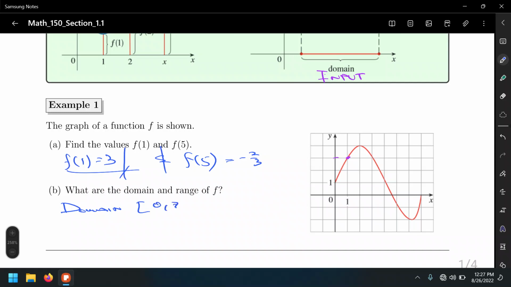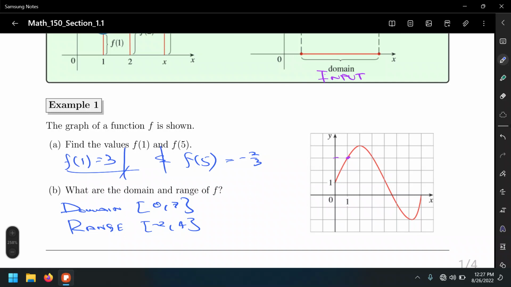0 to 7. Do we agree with 0 to 7? Yeah. What about the range? -2 to 4. Good. All right, now be careful.